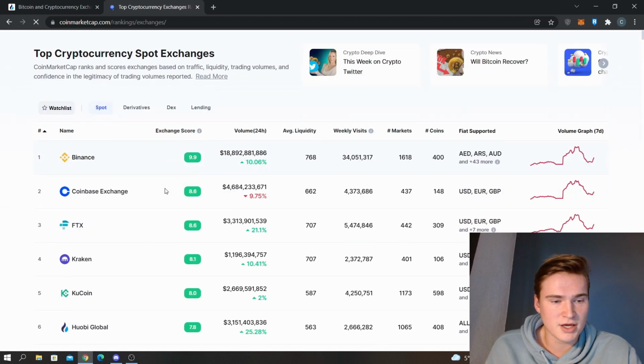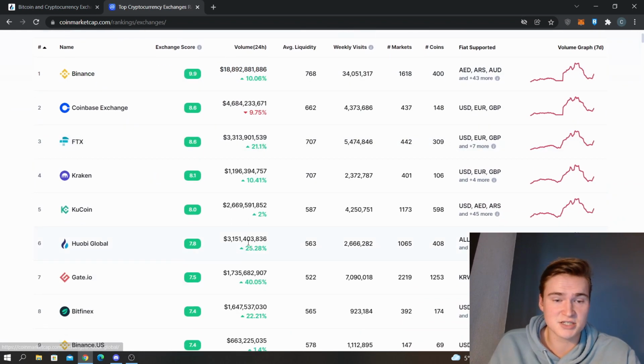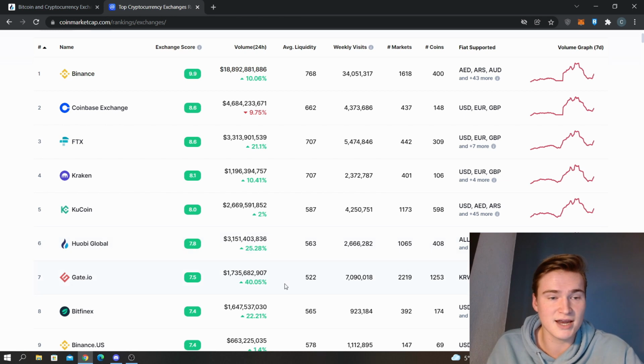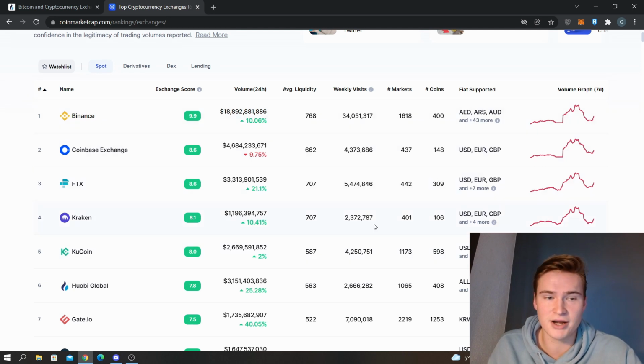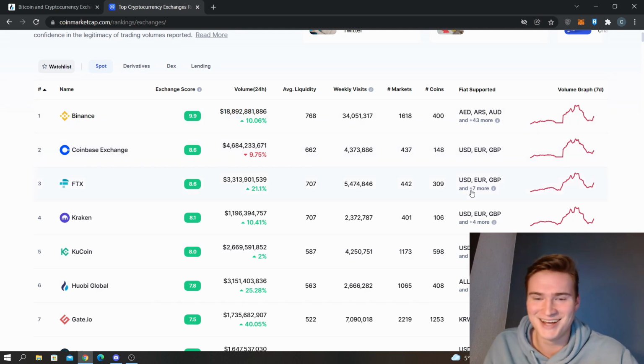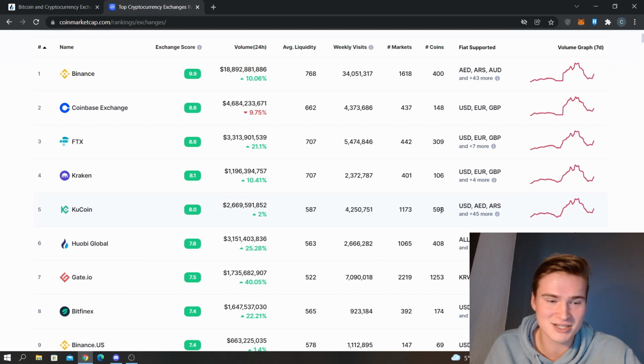So Huobi is in the top 6 exchanges, with more than 3 billion volume daily, as reported by CoinMarketCap. It has over 408 coins, which is a lot. That's more than Binance, more than Coinbase, obviously, more than FTX. KuCoin has some more, and Gate.io has some more too. But more than 400 is a great number.